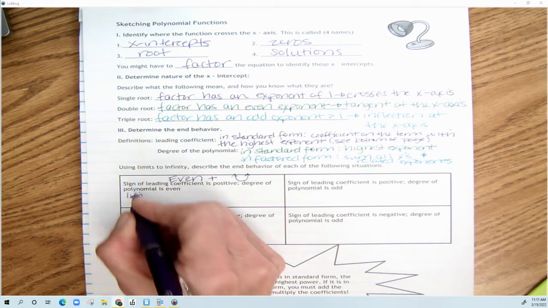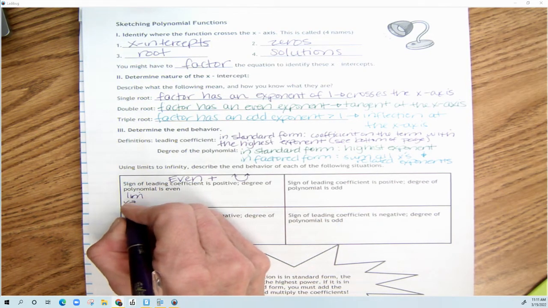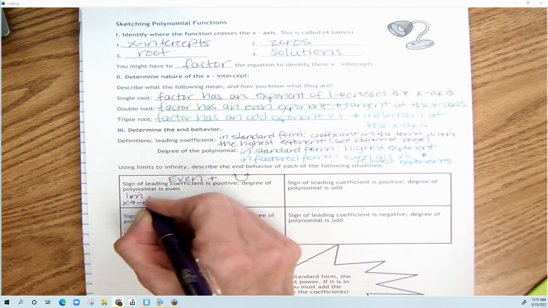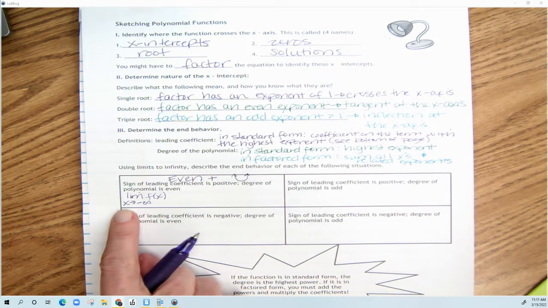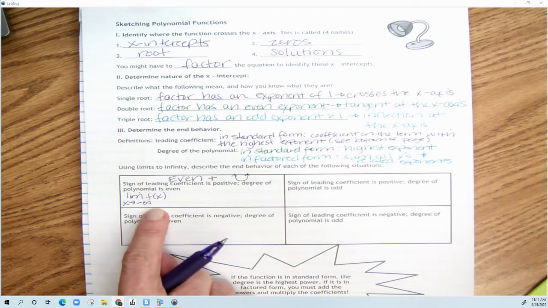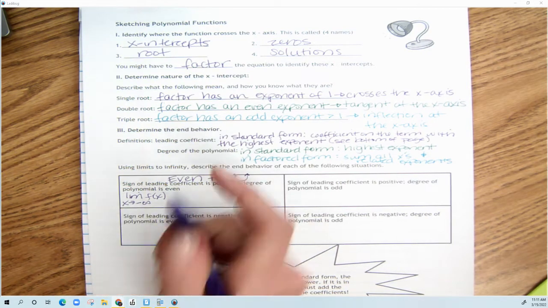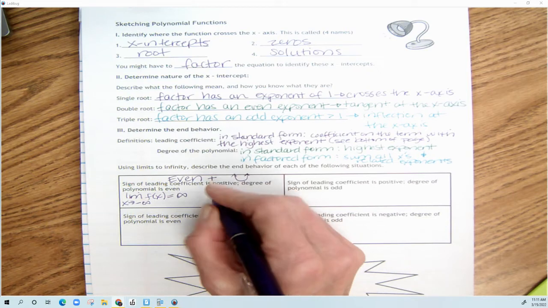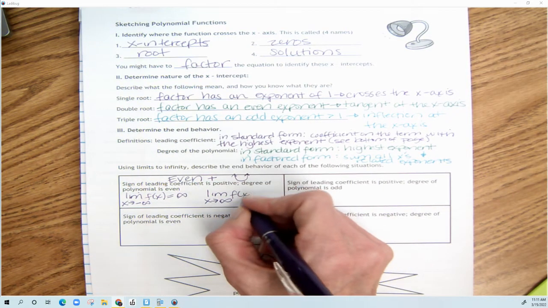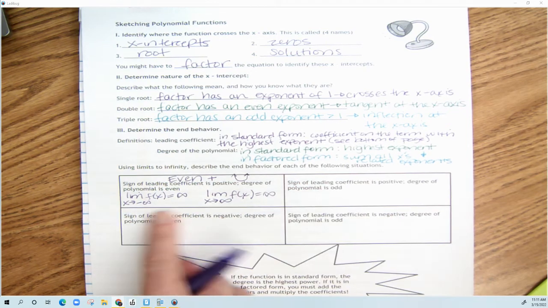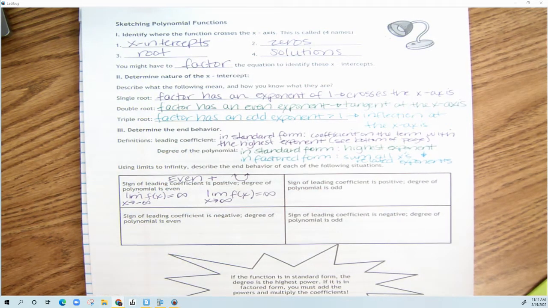Mathematically written, we state the behavior in terms of limits, which we just finished. So we would say the limit as x goes to negative infinity, so we're talking about what is it on the left, and it's going up. And the limit as x approaches infinity is also going up. So on the left it's going up, and on the right it's going up.